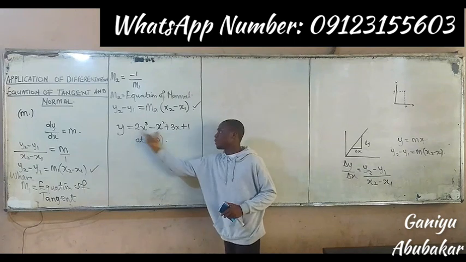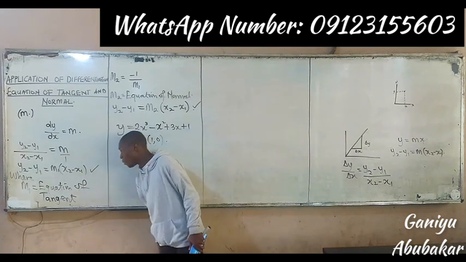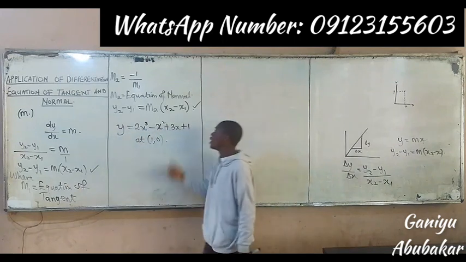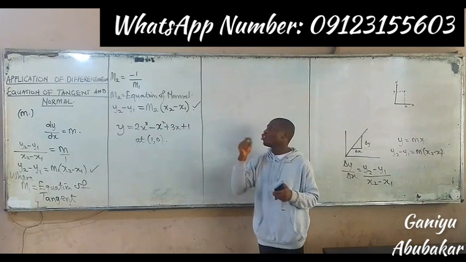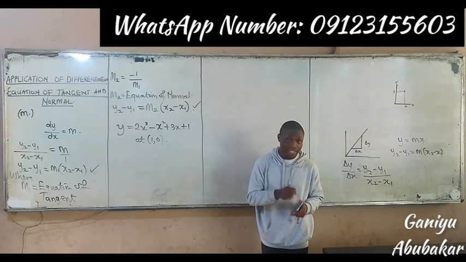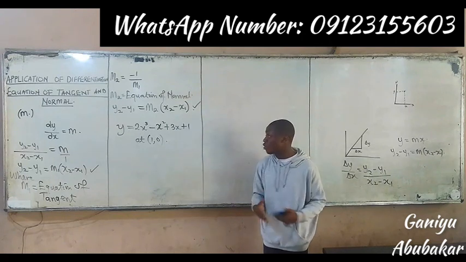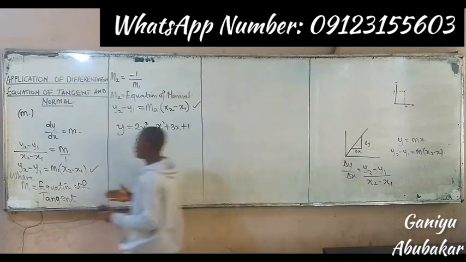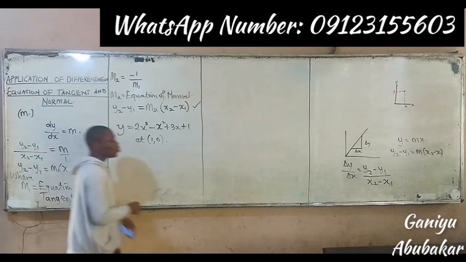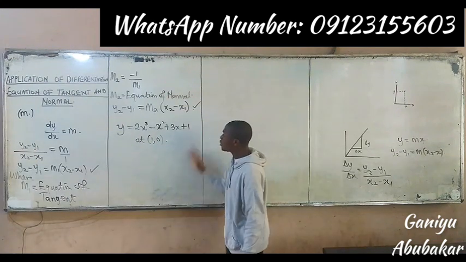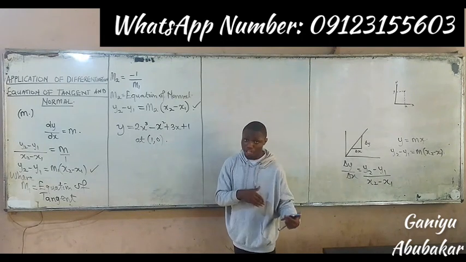So I'm given this expression. I'm going to find the equation of what? Tangent and normal. So the idea is that your first task is to look for the equation of tangent first before normal. So for normal, I'm going to look for the equation of tangent first before normal. From this concept here, my first task is to get the dy by dx value.